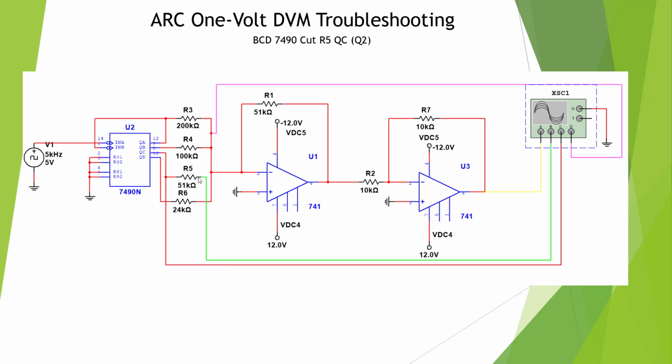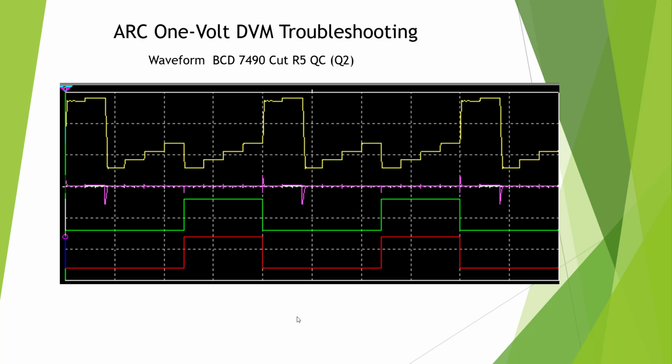This way we cut R5, we put R6 back together, and again we're looking at our input to the op amp and the cut circuit. Here's our waveform of the cut of R5, and you notice that the stair step is really messed up. Okay, so it's not close.